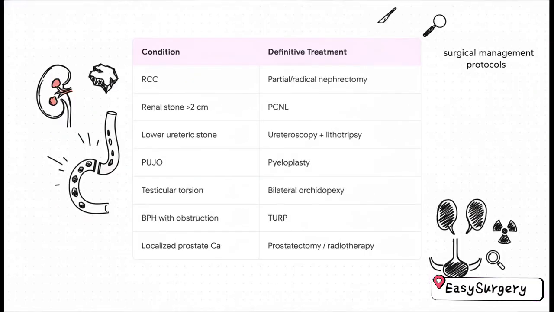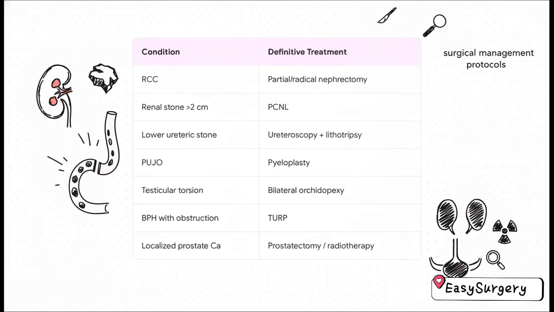Let's translate some common urological presentations into their definitive fixes. Renal cell carcinoma requires a partial or radical nephrectomy. Got a massive renal stone over 2 centimeters? That needs a PCNL. But a stone lower down in the ureter is treated with ureteroscopy and lithotripsy. A pelvi-ureteric junction obstruction, or PUJO, gets fixed with a pyeloplasty.